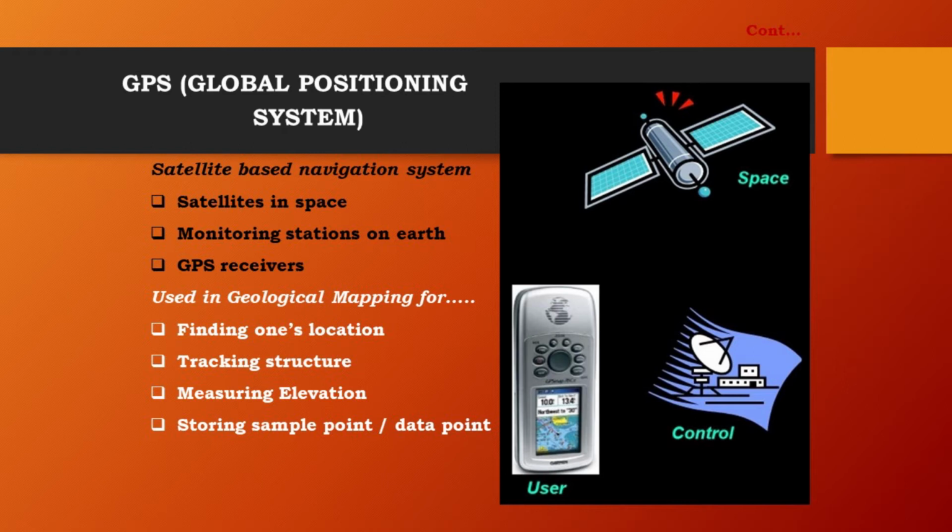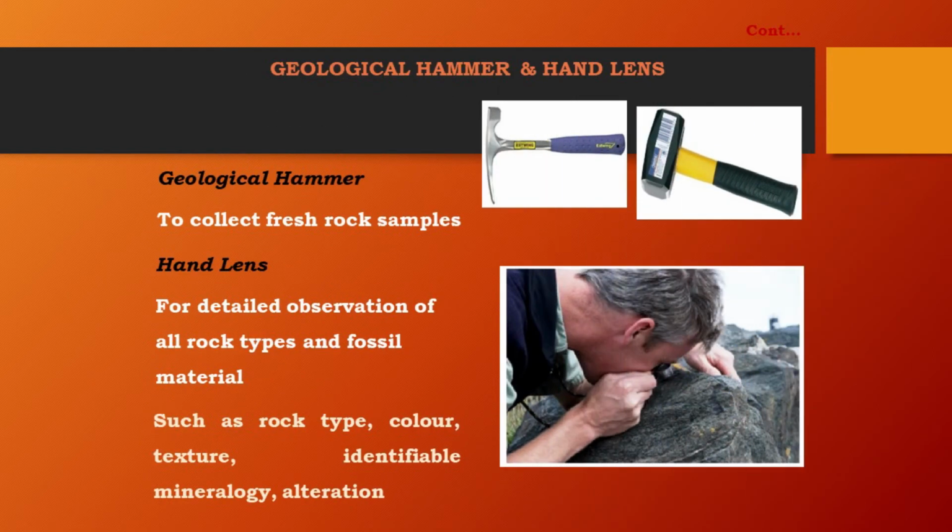a monitoring station on Earth, and a GPS receiver. These days, it is widely used in geological mapping for finding location, tracking structure, measuring elevation, and storing sample points or data points. Geological hammer and hand lens. A geological hammer is used to collect fresh rock samples, and a hand lens is used for detailed observation of all rock types and fossil material, such as rock type, color, texture, and identifiable mineral alteration.